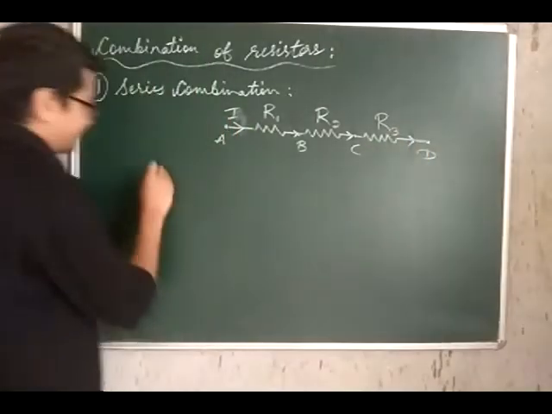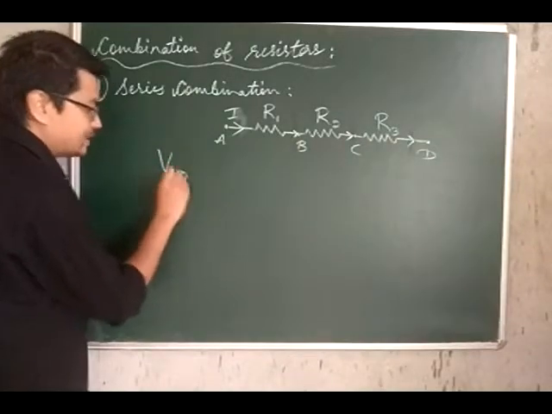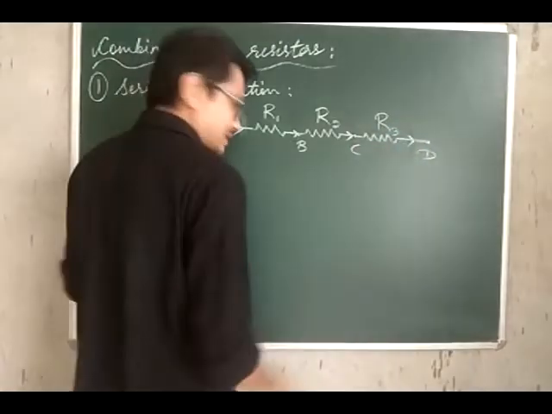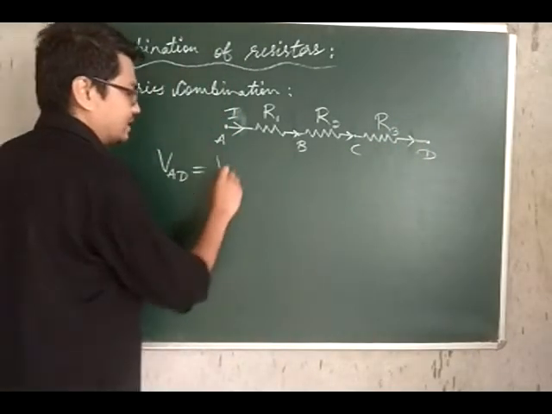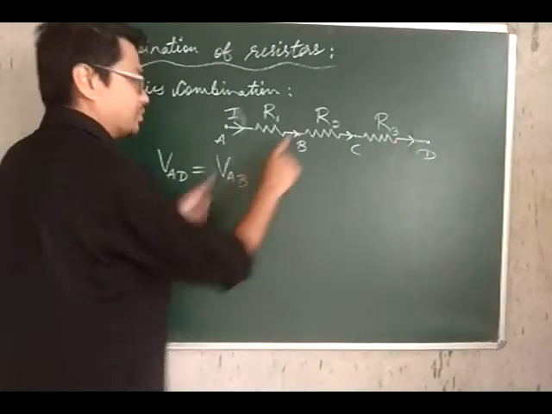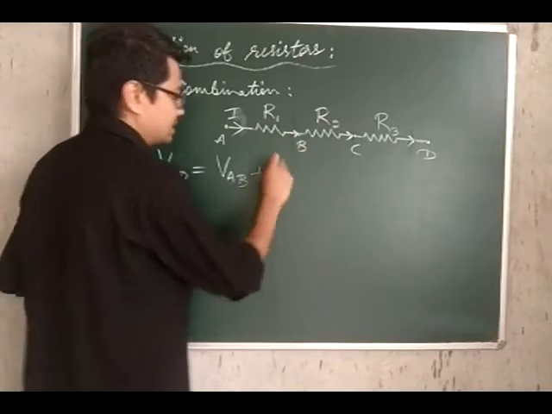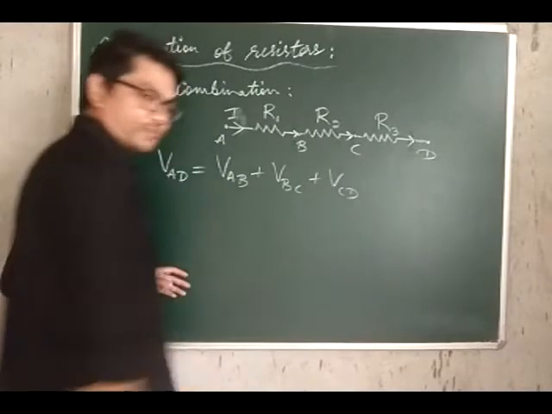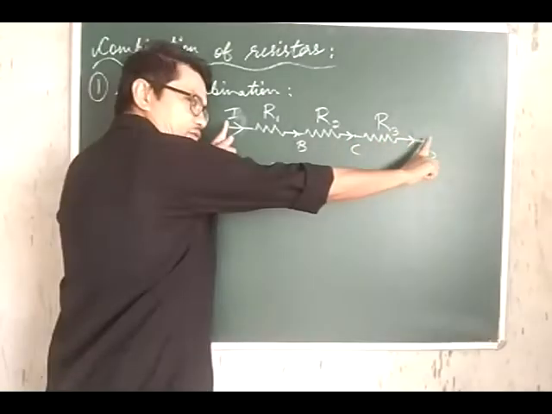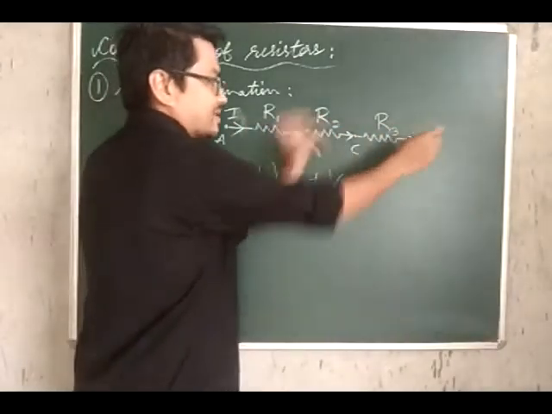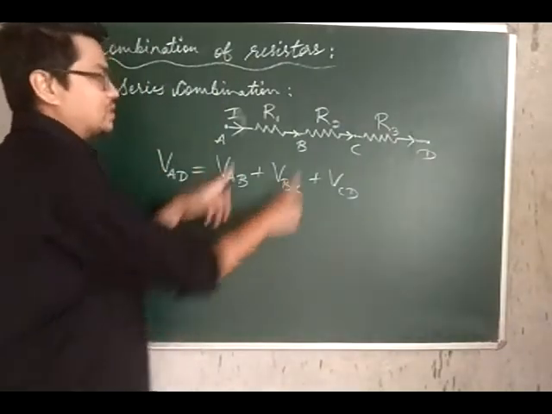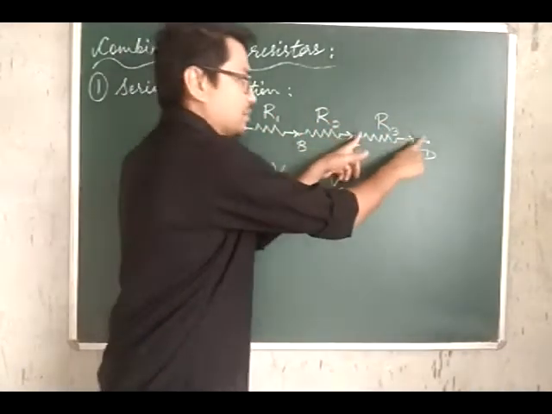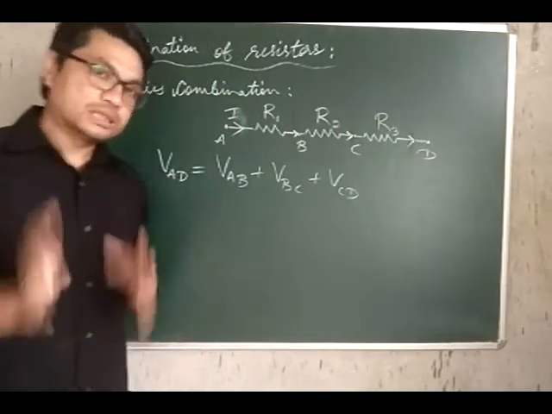So if VAD is the potential difference between points A and D, of course, then I can write VAD is VAB, the potential difference across the first resistor, plus VBC plus VCD. Okay, the total potential difference, so to say, across the three resistors in here is equal to the potential difference across the first plus the potential difference across the second plus the potential difference across the third.